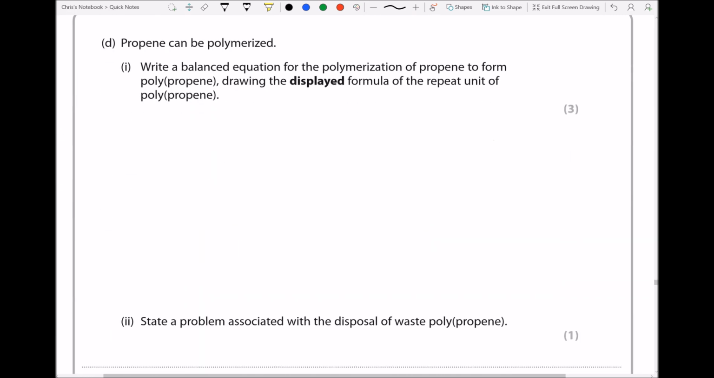Okay, right. The next bit. So this is part D. Part D: propene can be polymerized. Write a balanced equation for the polymerization of propene to form polypropene, drawing the displayed formula of the repeat unit of polypropene. Displayed formula, remember, is showing all the bonds. This is only of the repeat unit though, so that's fine.